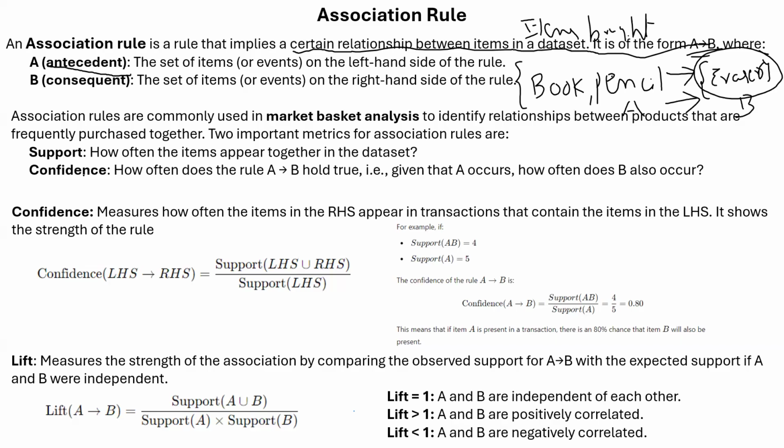And confidence. Confidence specifies how confident you are with that association rule. Okay, how often that rule holds true is what the confidence is. Given that A occurs, how often does B also occur in the transactional database? That is what confidence calculates. Confidence calculates how often the items in the RHS appear in transactions that contain items in the LHS. It shows the strength of the rule.